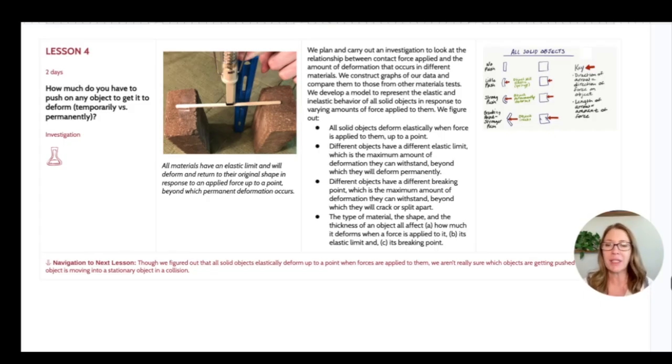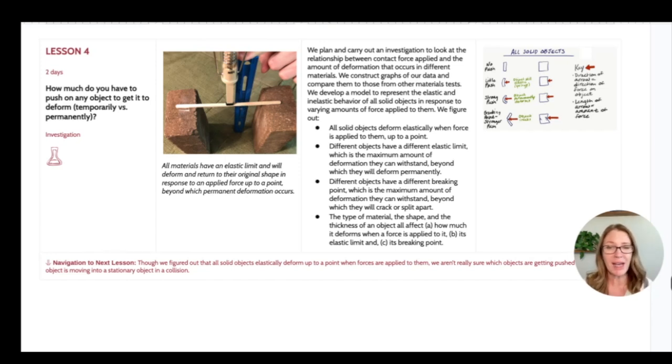And so what we're seeing here is a push-pull spring. We're going to use them a lot in this unit. We're pressing on this coffee stir stick that's across these two bricks, and as we press down, we're going to measure the force in newtons. We're also going to see how much that stick deforms by measuring with a ruler.